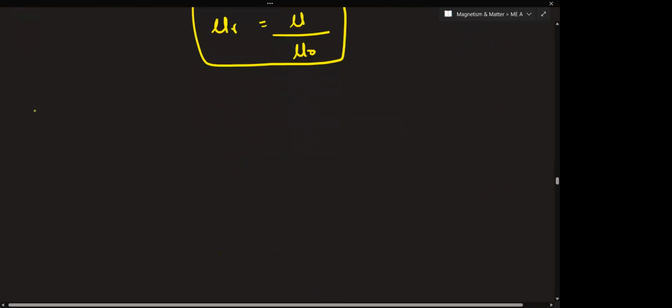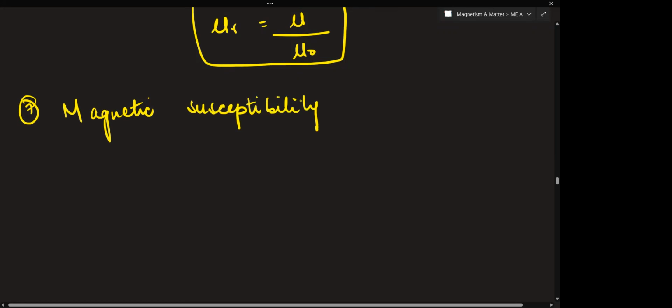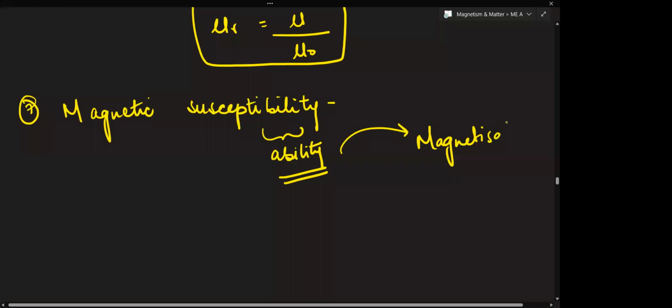Then we have the term known as magnetic susceptibility, which you were reminding there. So this is magnetic susceptibility. Now, susceptibility, you can easily figure it out from the term ability. Magnetic susceptibility measures the ability of a substance to take up magnetization, how it gets magnetized.